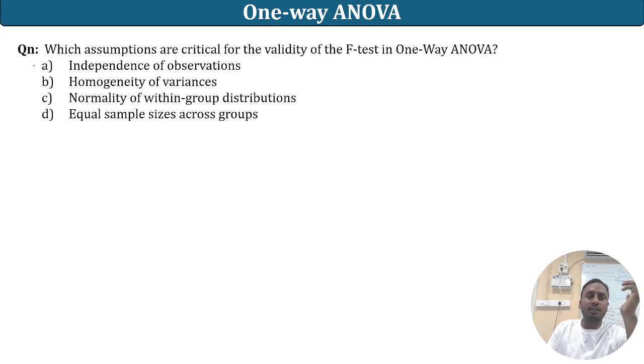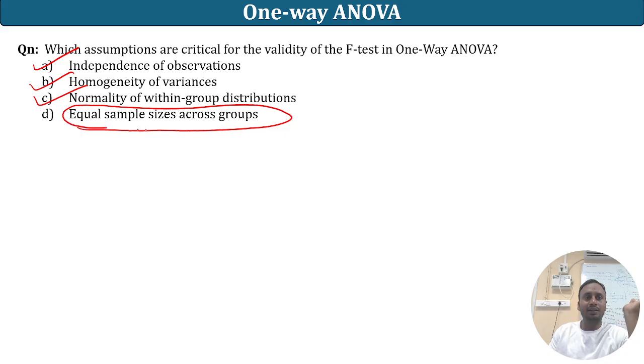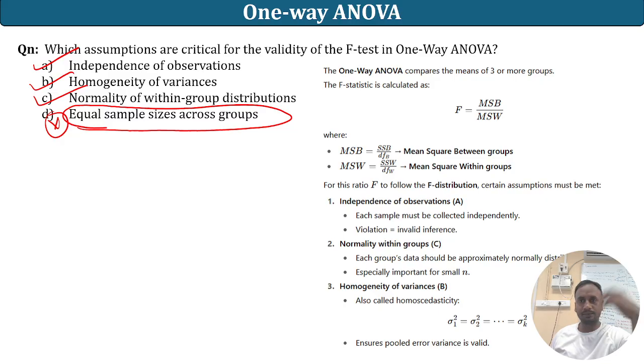Independence of the observation, it should be. Homogeneity, it should be. Normality of the distribution, it should be normal. This can't be. It can be of another also. Number of samples across the groups can change. So all three is the answer.